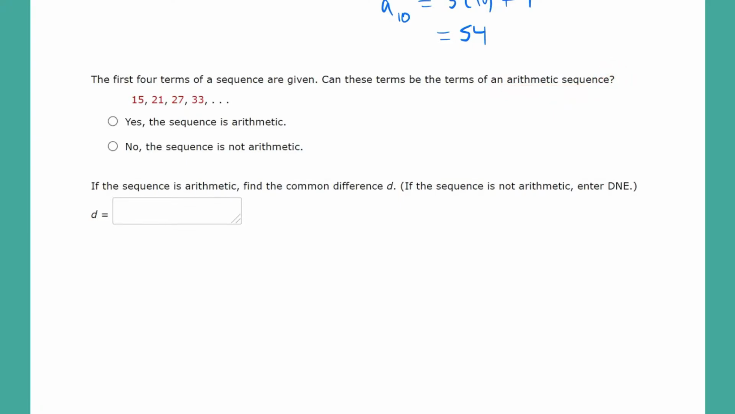So you can always subtract the first from the second. If you do that, you get 21 minus 15 is 6. Then you want to subtract the second from the third. That would be 27 minus 21 is 6. And then you want to subtract the third from the fourth. So 33 minus 27 is also 6. If these are the same, then that means there is a common difference. In this case, they are the same, which means it is an arithmetic sequence. And the common difference, as you can see, is 6.